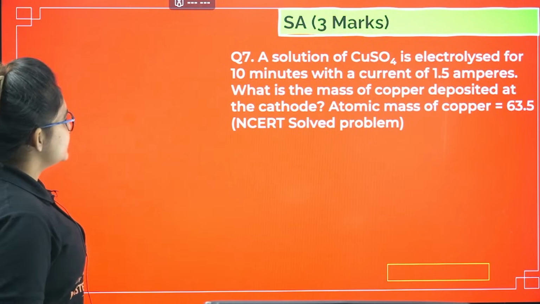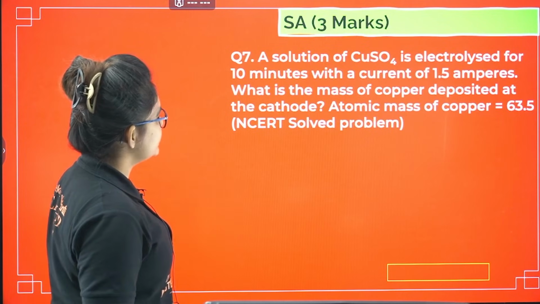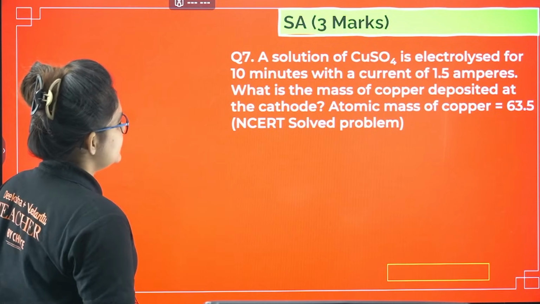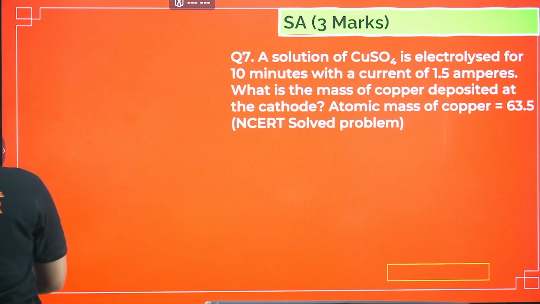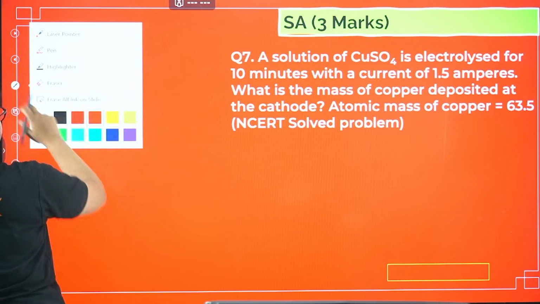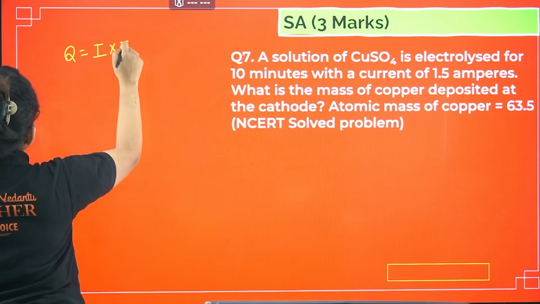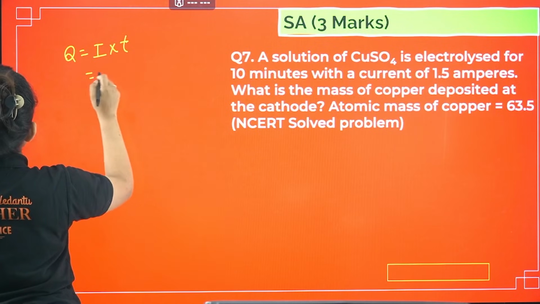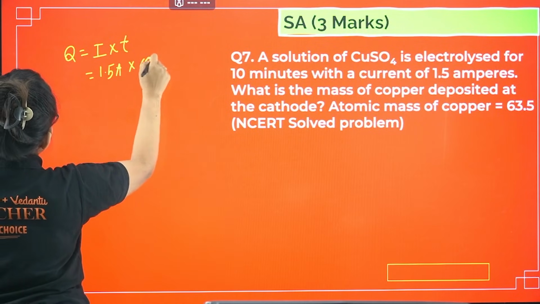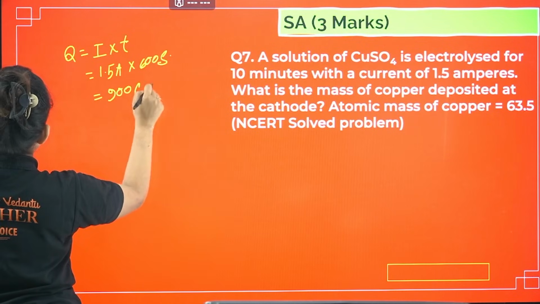Here you can see a solution of CuSO4 is electrolyzed for 10 minutes with a current of 1.5 amperes. What is the mass of copper deposited at the cathode? Atomic mass of copper is given. Fine. So we can use Q equals I into T to find out the charge. So 1.5 ampere into 600 seconds, right? That will give you 900 coulomb.